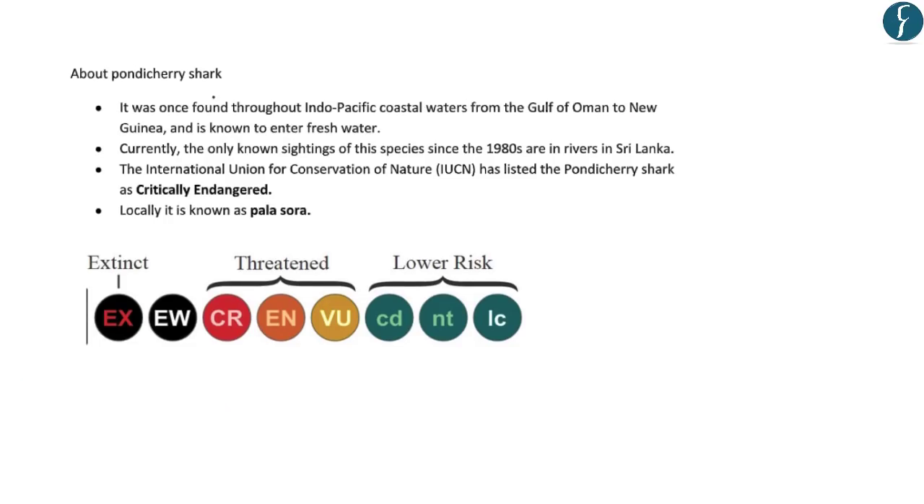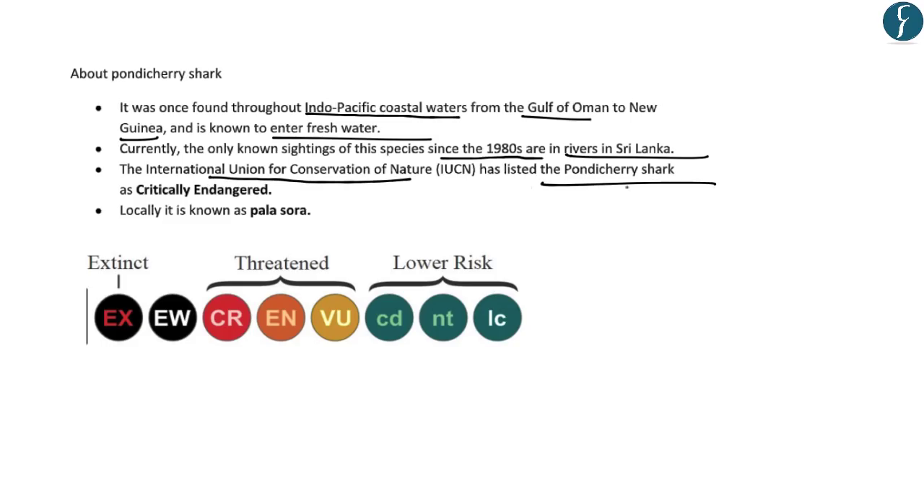It says that Pondicherry shark was once found throughout Indo-Pacific coastal waters from the Gulf of Oman to New Guinea and is known to enter fresh water. Currently, the only known sightings of this species since the 1980s were in the rivers of Sri Lanka. Another important aspect with respect to Pondicherry shark is that the IUCN, that is International Union for Conservation of Nature, has listed the Pondicherry shark as critically endangered, and locally it is known as Palasora. So here you can see in this map that it forms a part of threatened species under critically endangered.